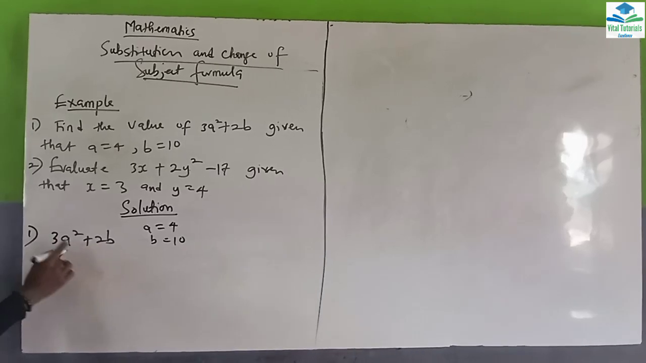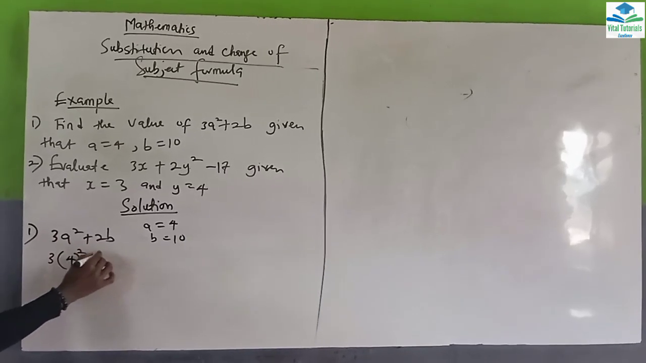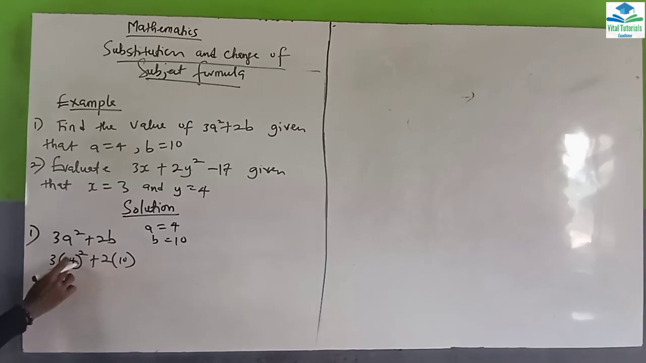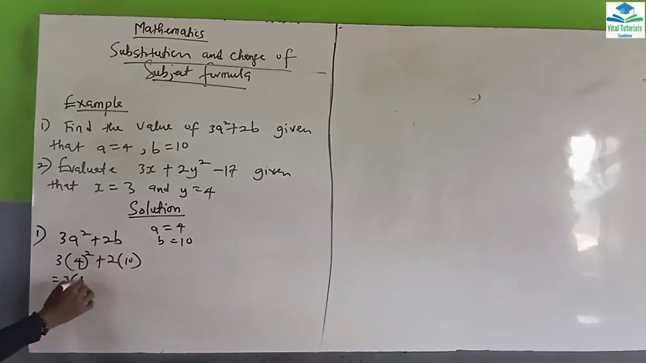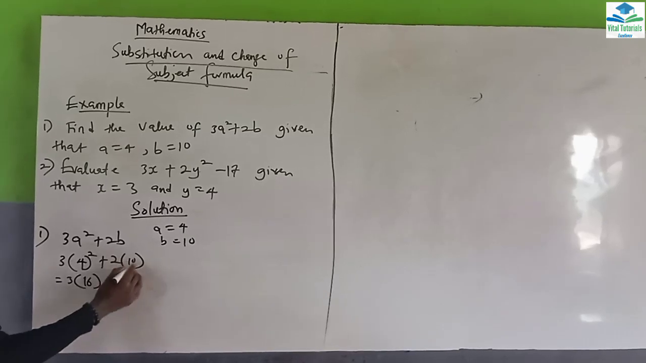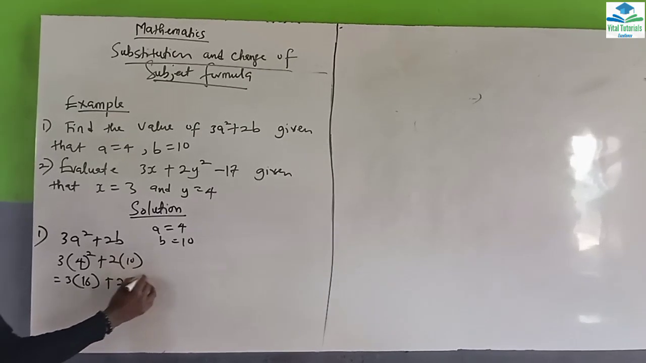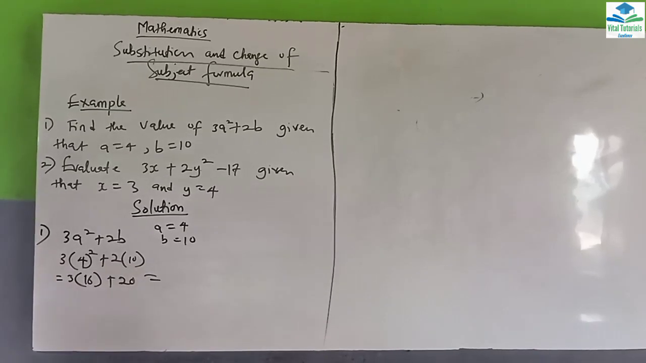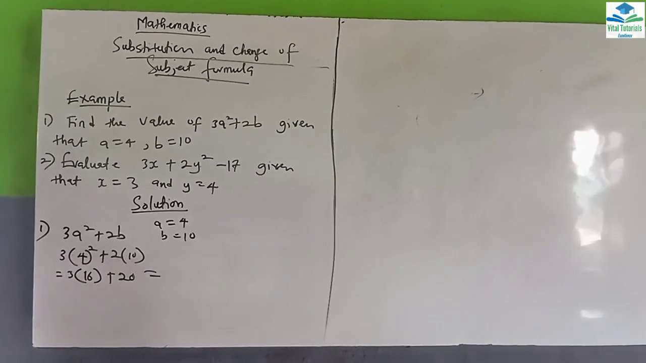3. What's a here? That's 4. You put your square. Plus 2. What's b? 10. This is pretty easy. 3, 4 squared means 4 times 4, which is 16. Plus 2 times 10 is 20. So 3 times 16 should give you what? I think it should give you 78.